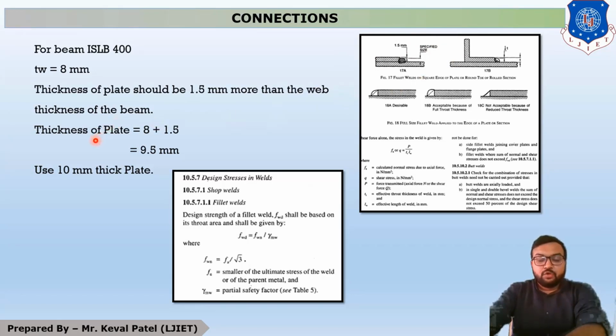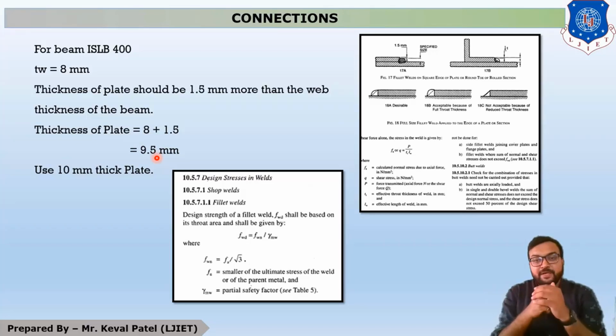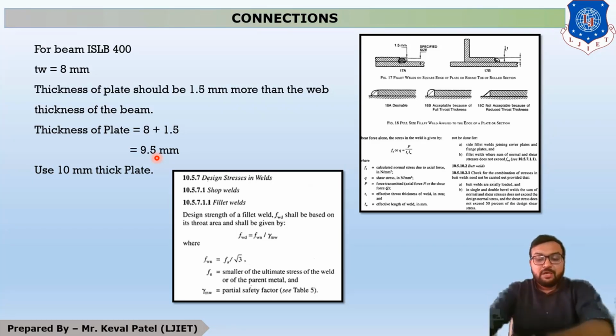So our total thickness of plate is 8 plus 1.5, so it is 9.5. It means we have to provide our plate thickness in such a way that it can resist 9.5 mm thickness. Therefore we have to use a 10 mm thick plate.